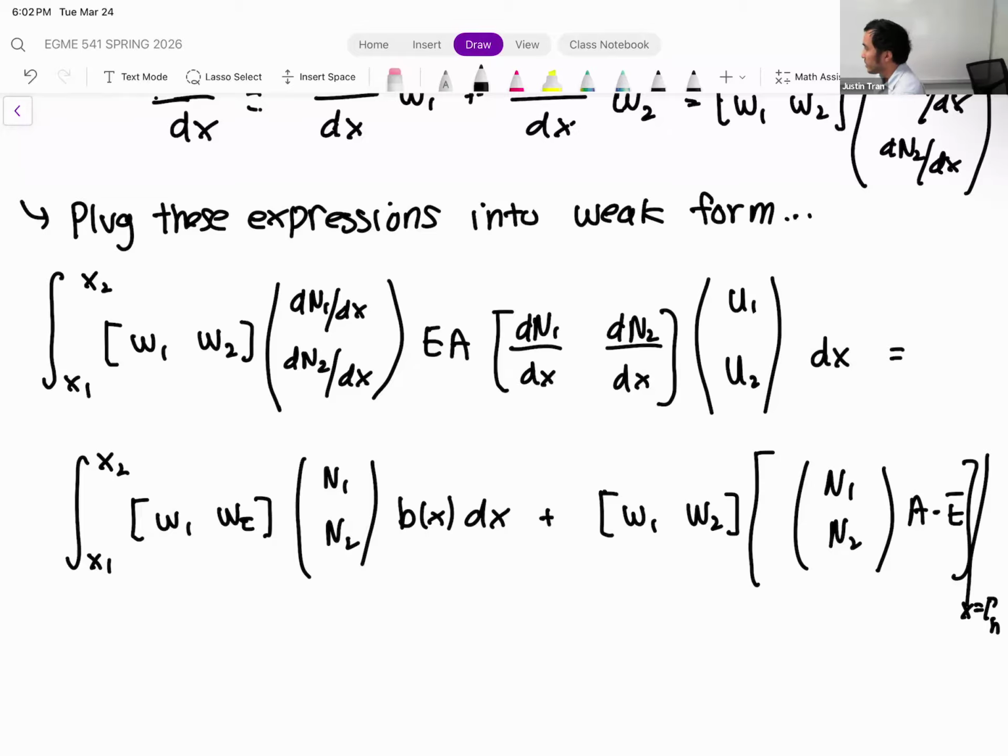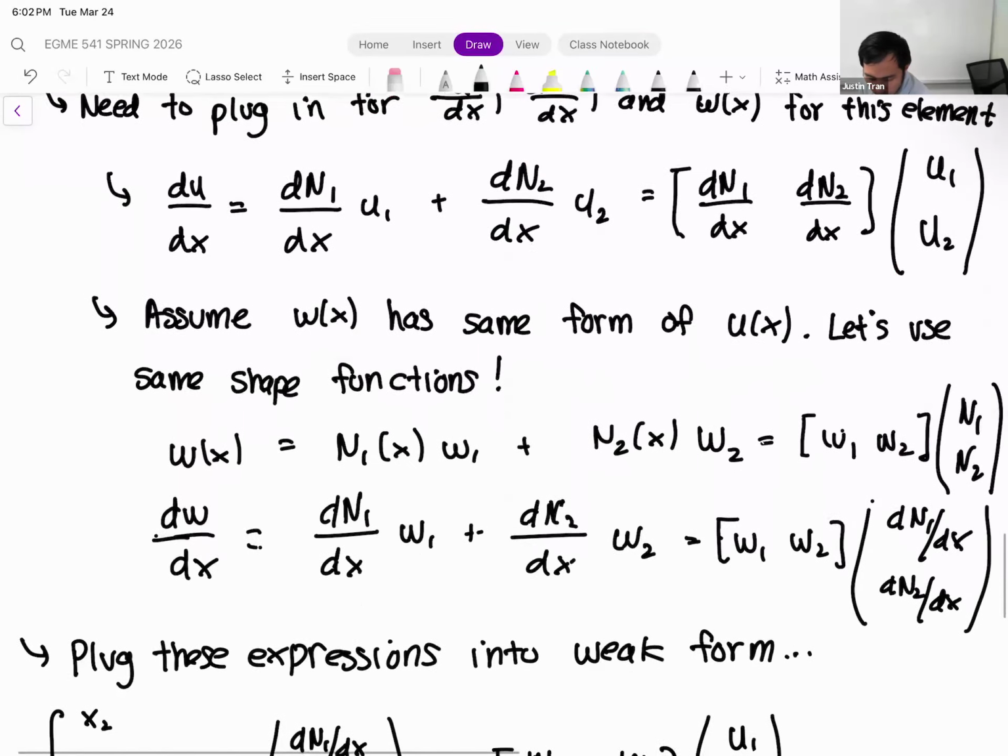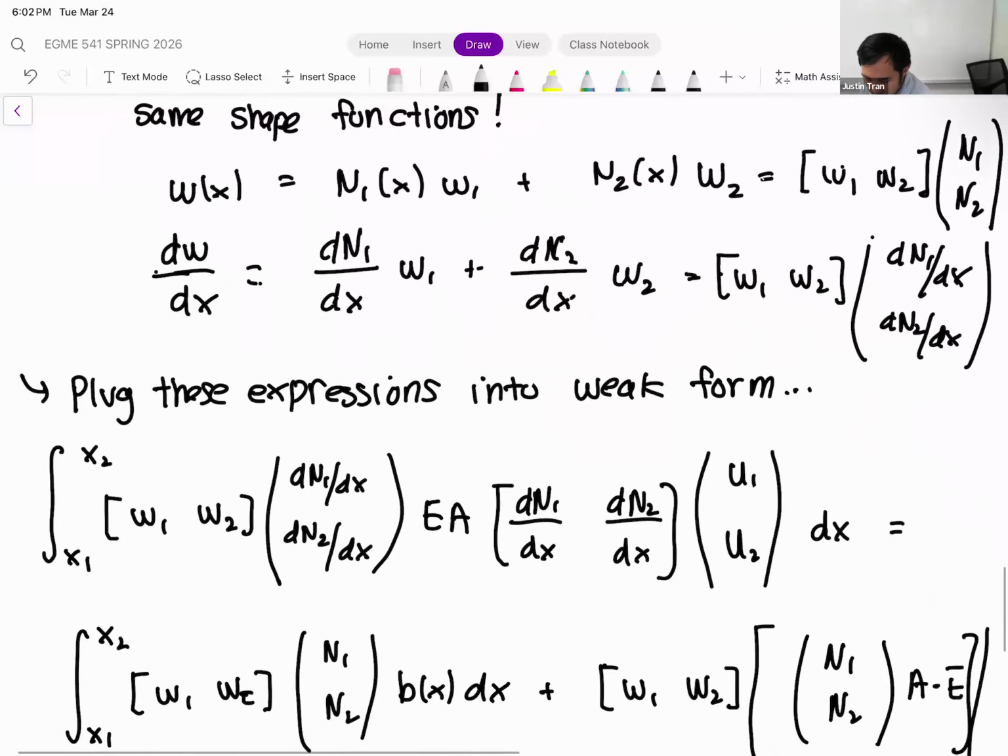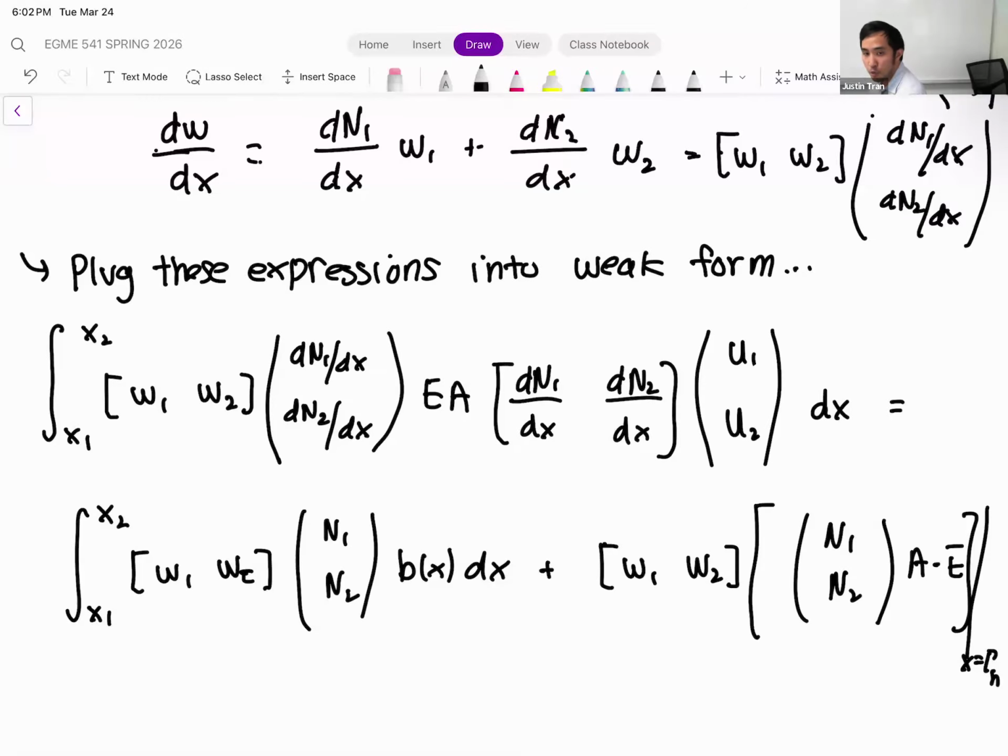Okay, so we've got vectors and shape functions just flying all over the place, right? There's a lot to unpack here, and we're going to spend the next few minutes doing that. But all we've done essentially is take our expressions for our solution derivative and our weighting function and plug that into our weak form to get this expression here. Now I'm going to tackle these terms one by one, just because there's a lot to unpack.